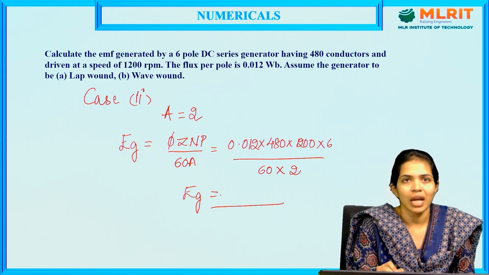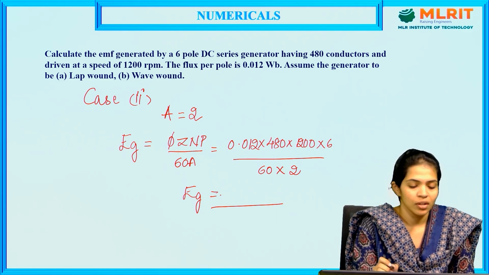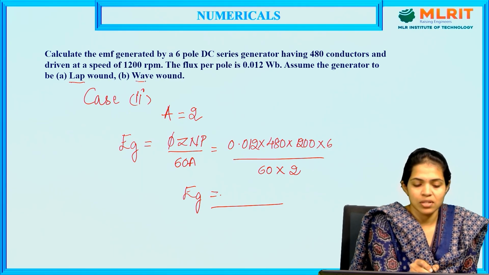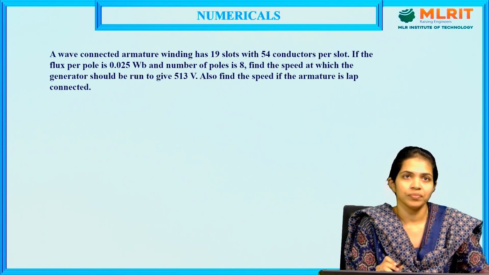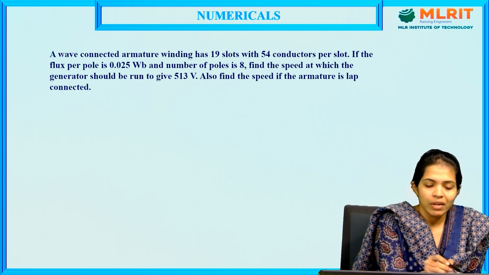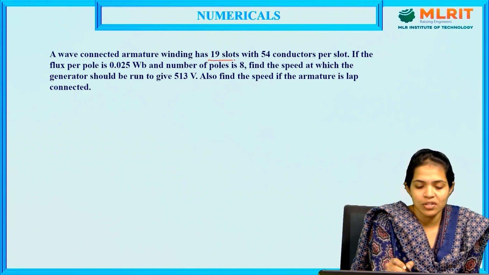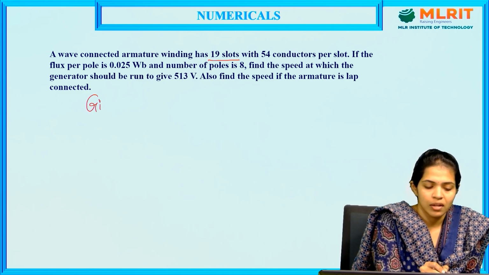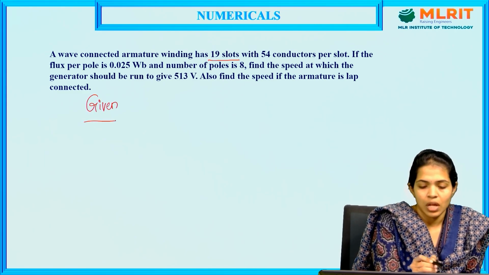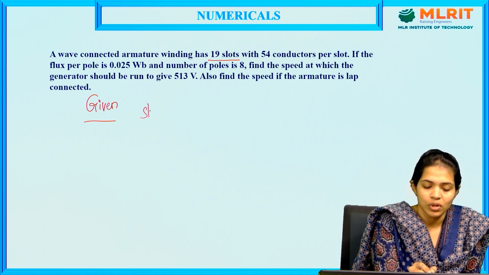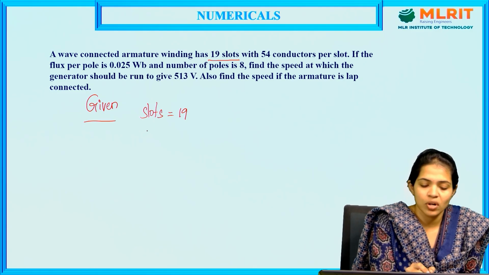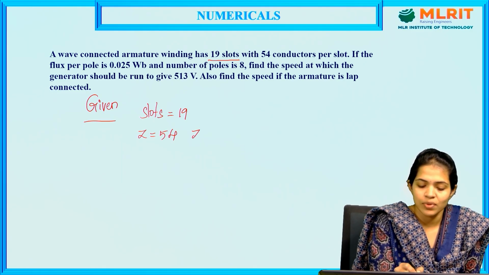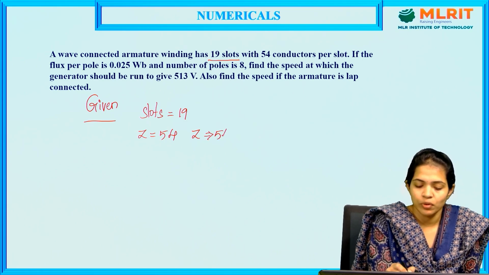So this is how we calculate the EMF generated in a generator for these two cases of lap wound and wave wound armatures. Moving on to the next numerical. A wave connected armature having 19 slots. As given data, the slots equal 19 and the conductors in each slot are 54. So the total number of conductors will be 54 into 19.